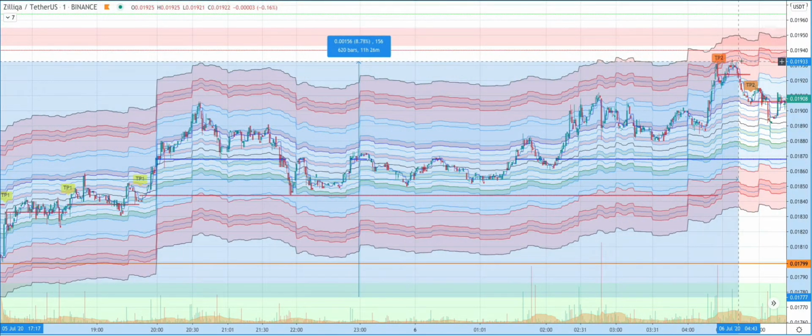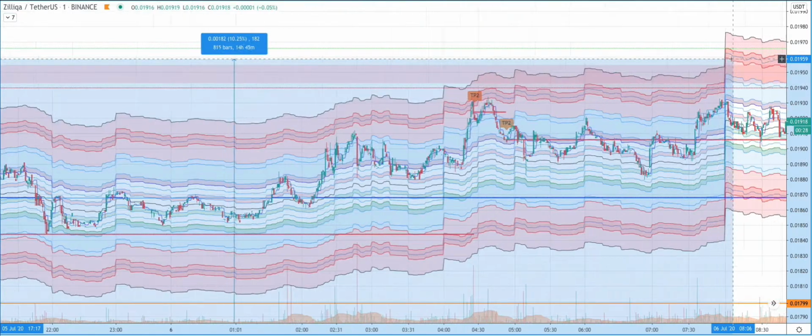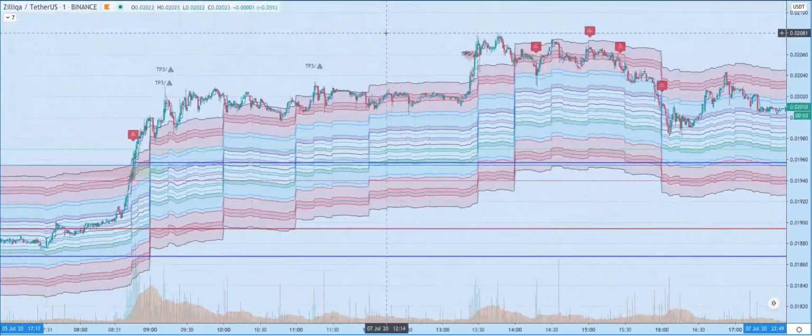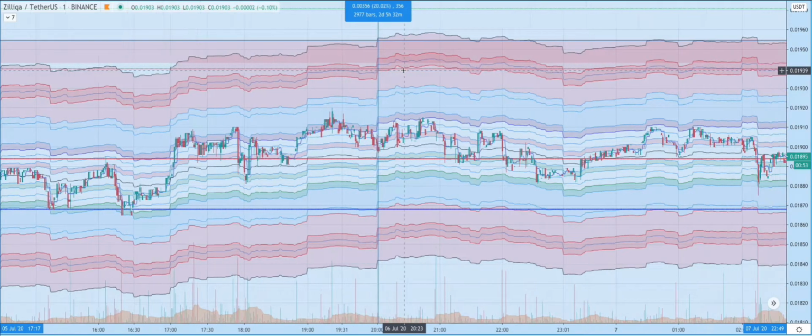Then we really started to peak up here at 8.87% in 11 hours and 22 minutes. Still short of half a day on that one. A couple of days: 20% in 2 days, 5 hours and 32 minutes. Again, you're making the assumption that you're going to stick with it, and you very well may not.